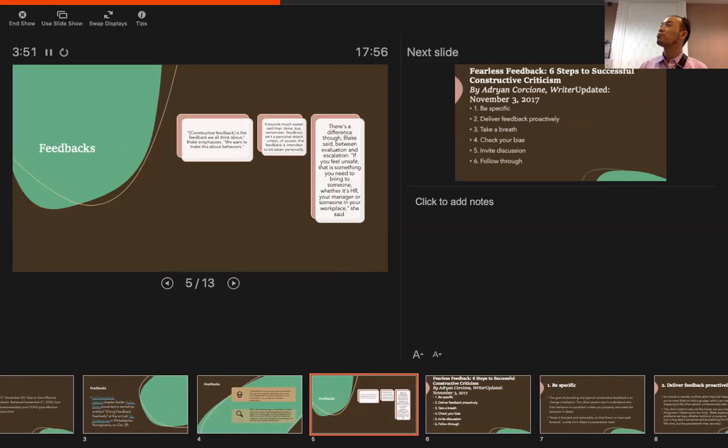Blake emphasized that we want to make this about behaviors. What does it mean, behaviors? It's what you do in your habit. It's your habit. You usually do it. And then it sounds easier said than done. Do you know this word? It's easier said than done.